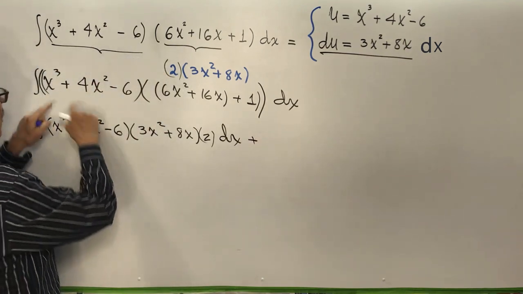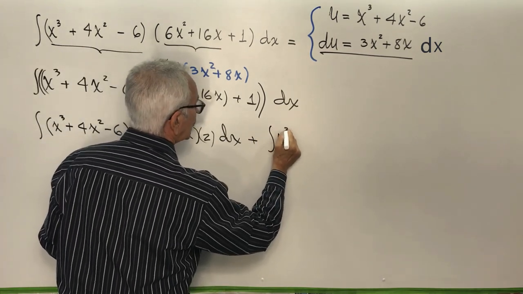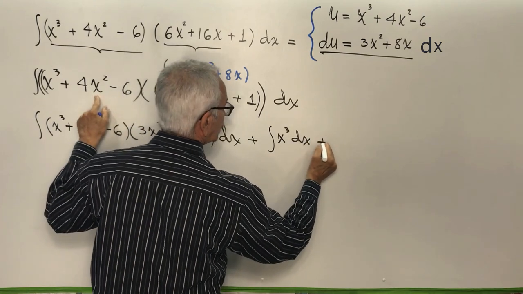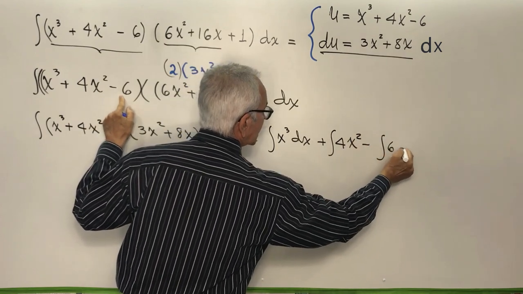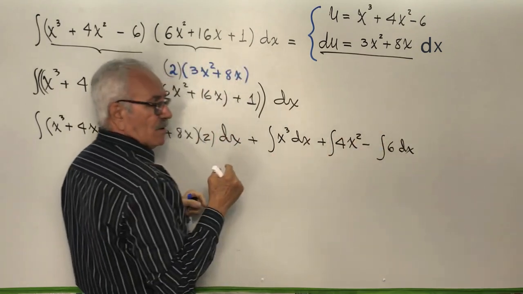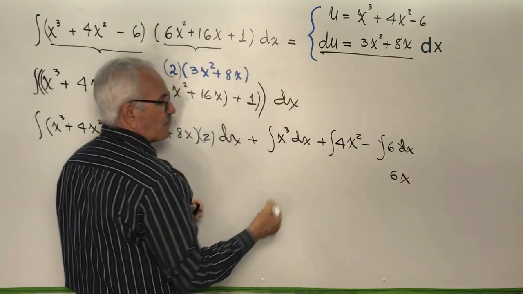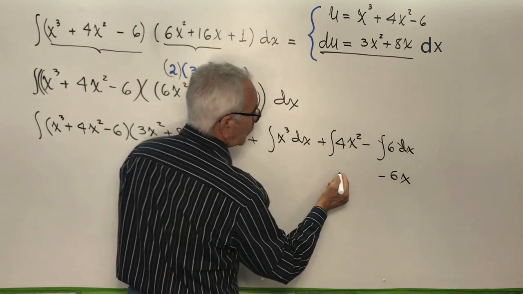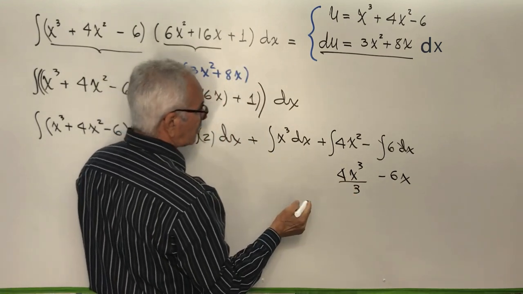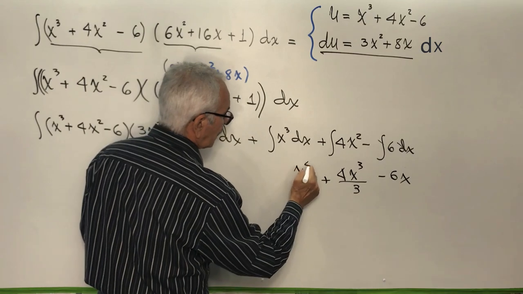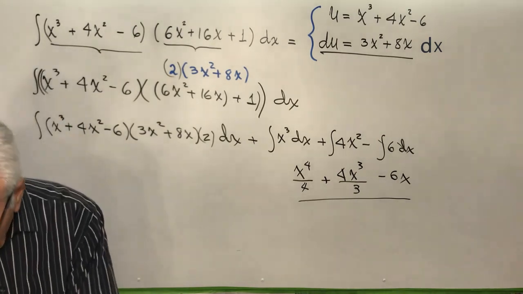Plus, we have here 1 times, we have a group of integral. We have here integral of x cubed dx plus integral of 4x squared minus integral of 6 dx. Here the integration goes 4x. So they cancel, the solution here is 6x. Here we apply the opposite to the power rule. So this is 4x cubed divided by 3. And here also the opposite to the power rule, plus x to the 4 divided by 4. So we have the solution of the second part.